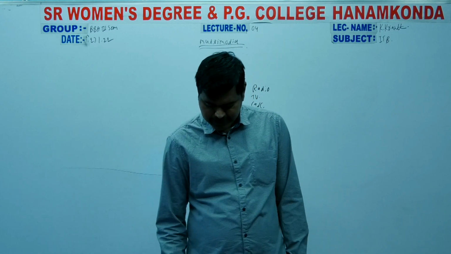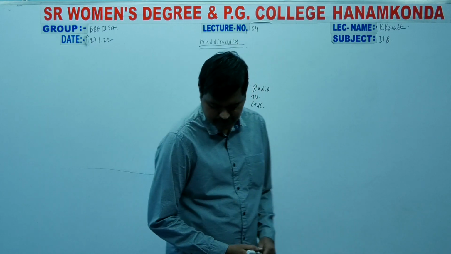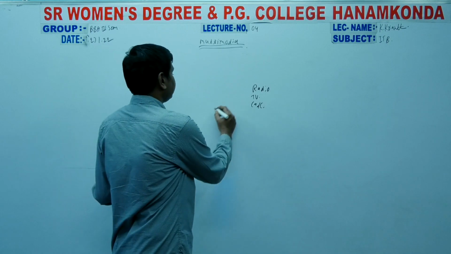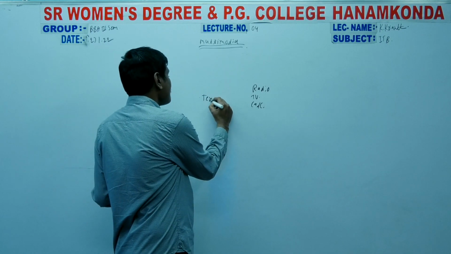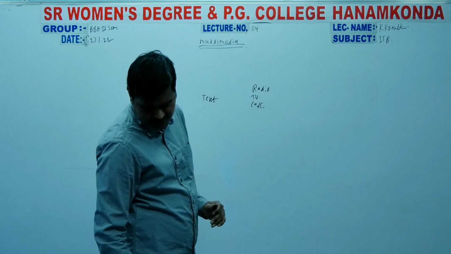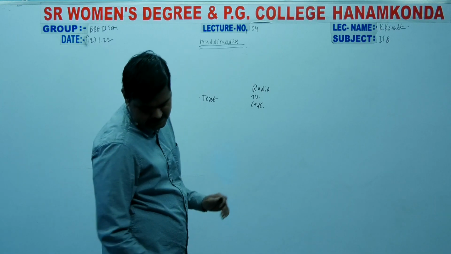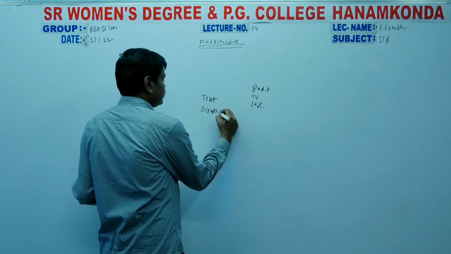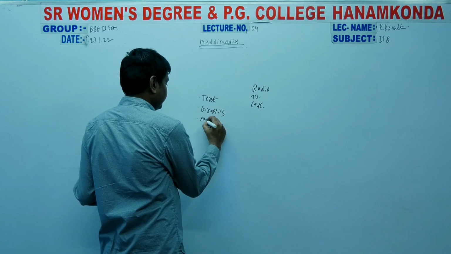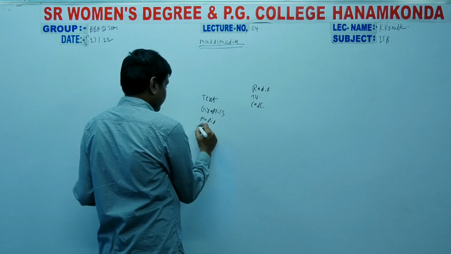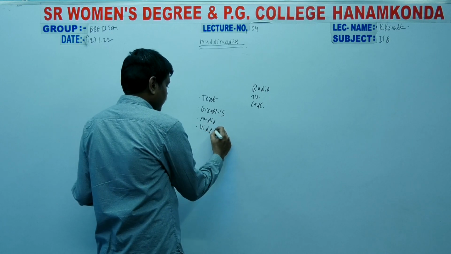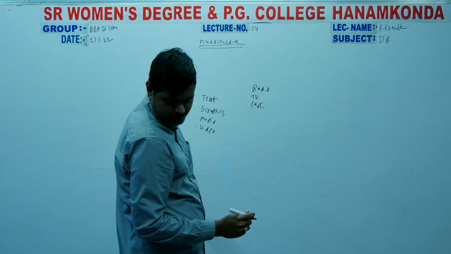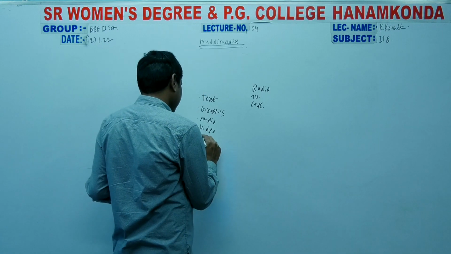Next, multimedia will have 5 components. First one is the text. Next the graphics, next audio, and next video, and after that the animation.